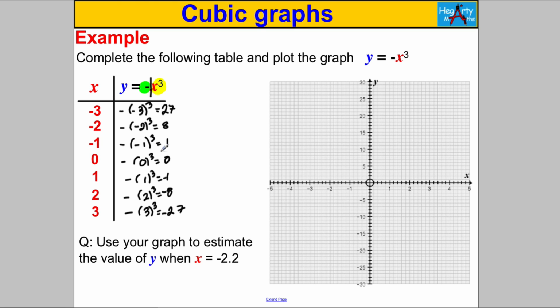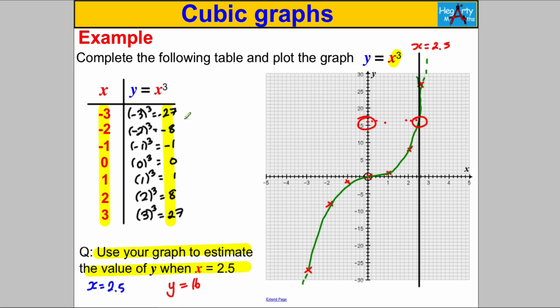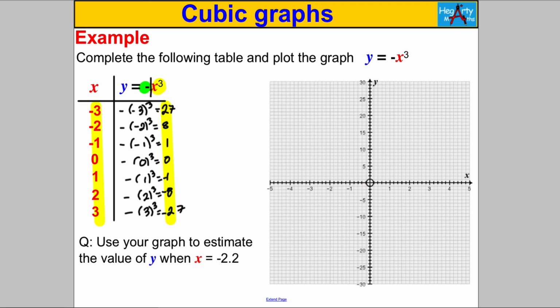Now you can see what's kind of happened here. I hope you can see. Here are the x values and here are the y values: 27, 8, 1, 0, -1, -8, -27. It's the opposite order to these, isn't it? Where these started the negative and went up to the positive. So our graph's going to look quite similar, but there's going to be a noticeable difference.